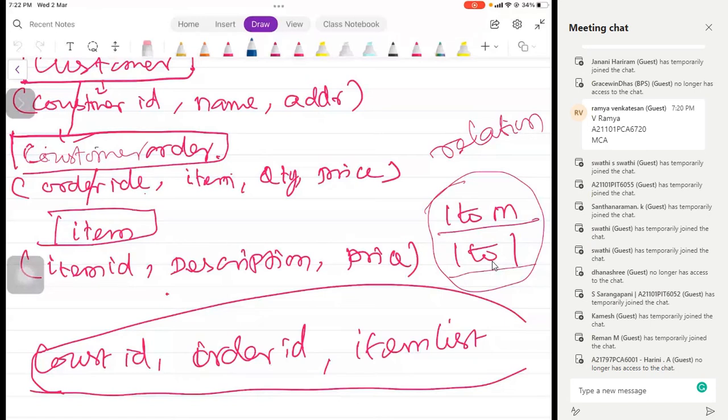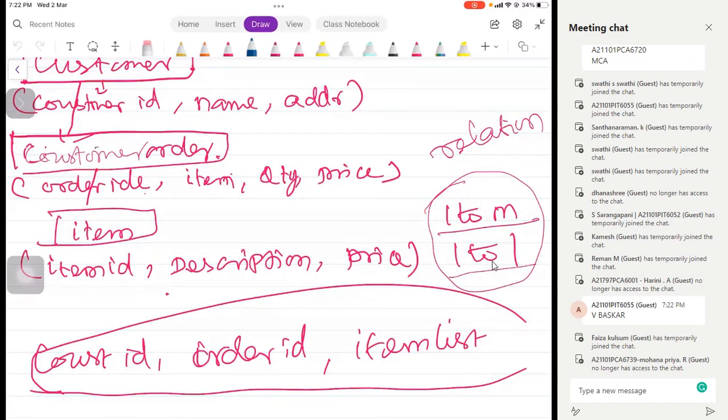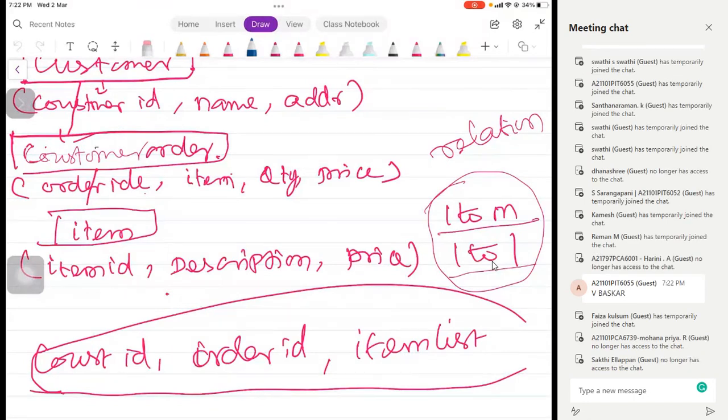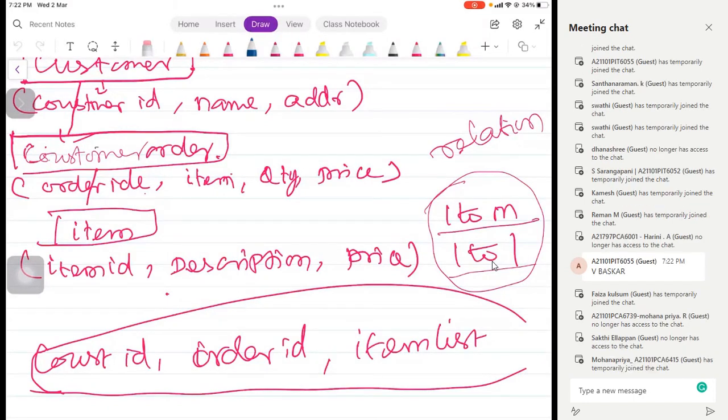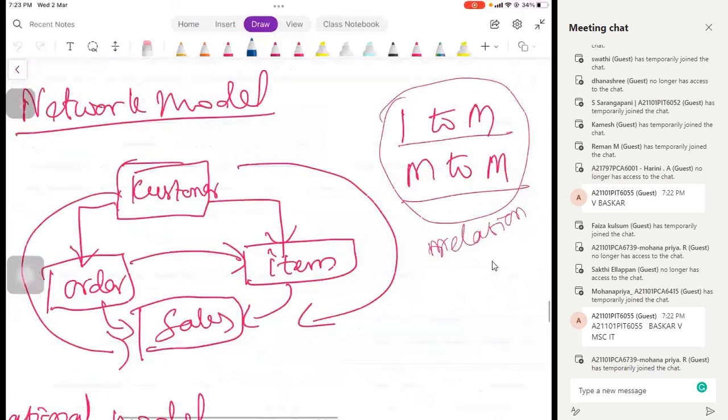So how will it be related? One to many as well as one to one. Here it is one to one: one item has one item ID and description, and one order ID has many item details. Isn't it? One to many relationship. You may know that it is like set theory. So there are many to many and one to many relationships. This is the hierarchical model.